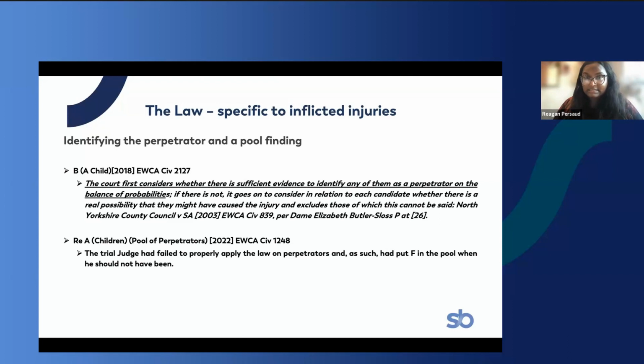And if there isn't that evidence, then the judge should keep it at a pool finding. The judge should say, I believe there's a real possibility all these people have injured the child or could have injured the child. I can't identify the perpetrator from the pool. And so that's what the law tells us about how this should be applied. There must be evidence before someone goes into a pool. Now, I will pause here and explain what I mean by that.